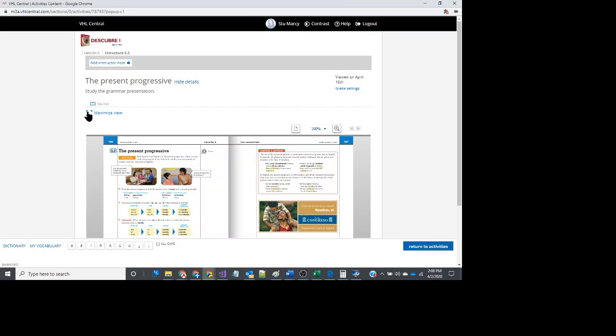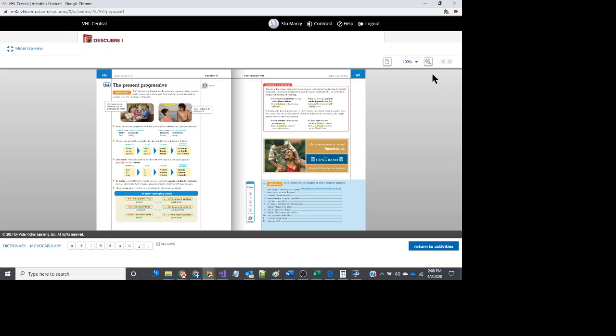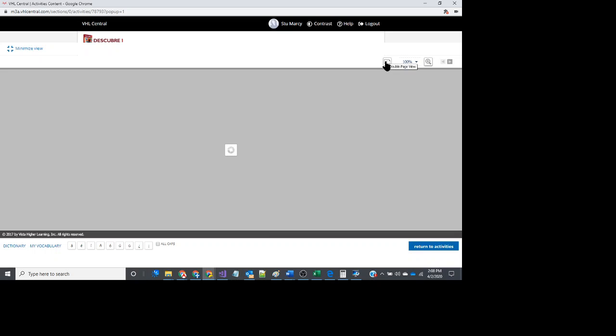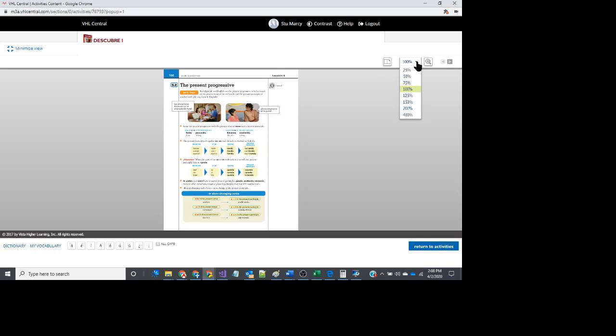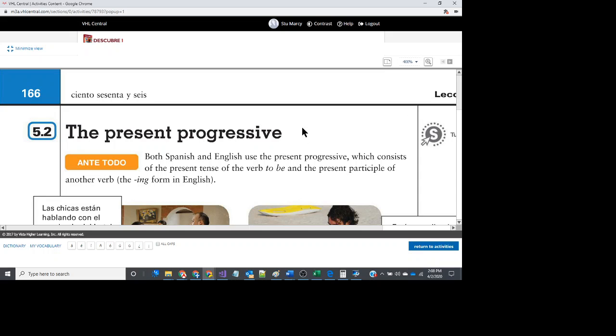I'm going to go maximize view. I'm just going to go one page view. It's still too small. I'm going to go like 400% just so that, okay, that's pretty good.